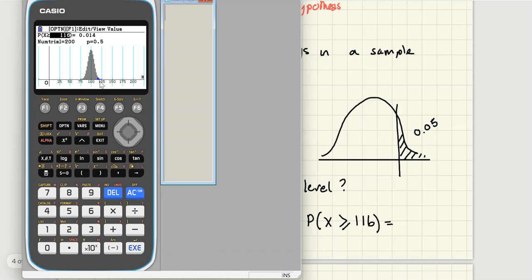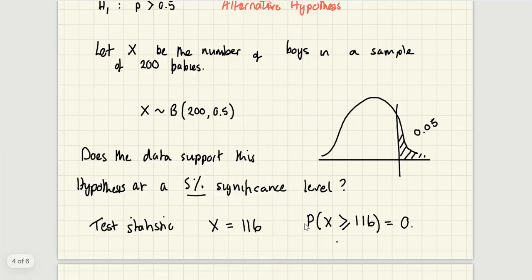So you can see that little region, right? That is the region that is the probability of there being 116 boys, given that it's a 50-50 chance. So what is that probability? Well, up here it says 0.014. Make sense? So if I write that down, I've got 0.014, okay? Which means on my diagram, is 0.014 more than 0.05 or less than?